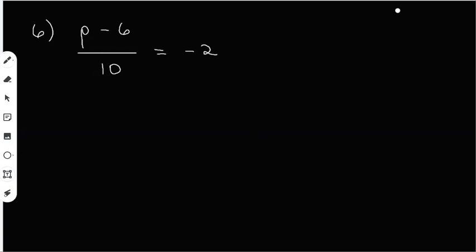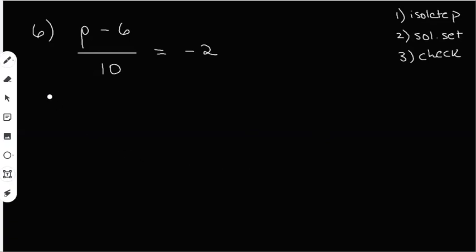So basically what I want to do is a 3-step process. I want to isolate the variable. I want to do a solution set. And then the last thing I want to do is check my work.